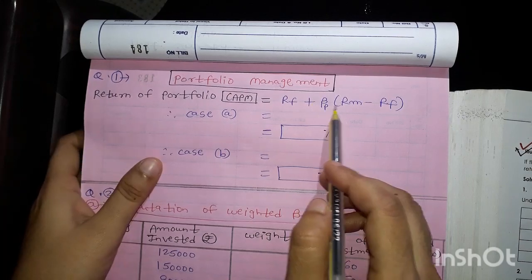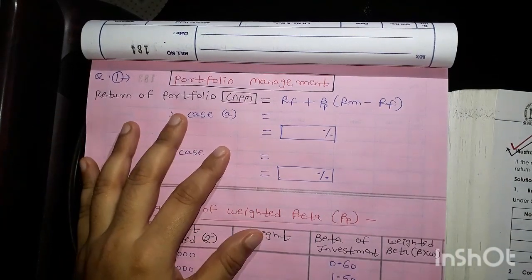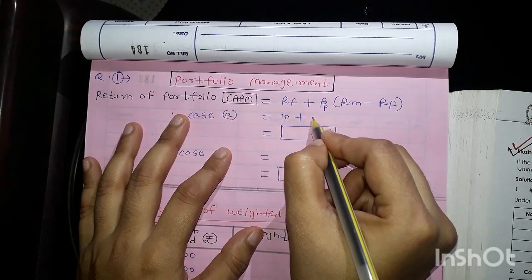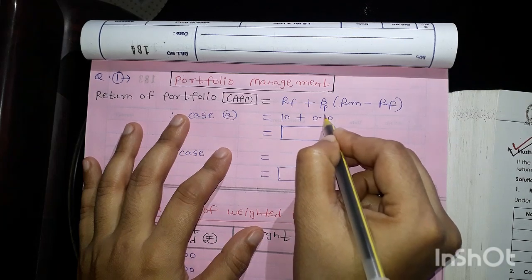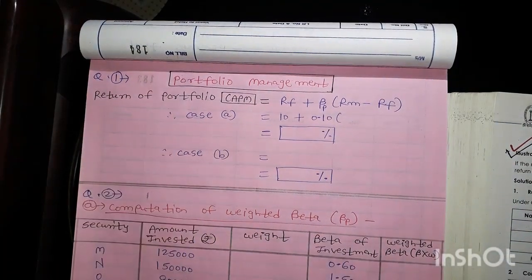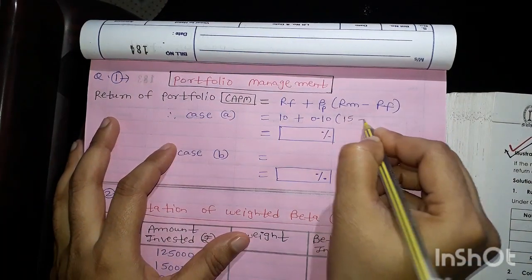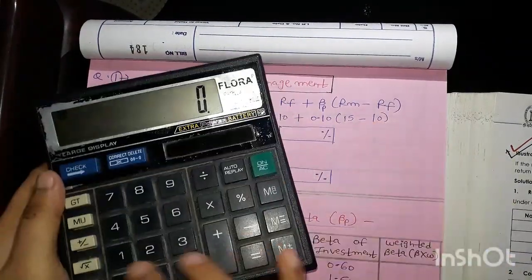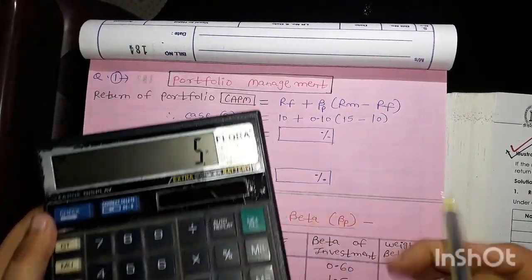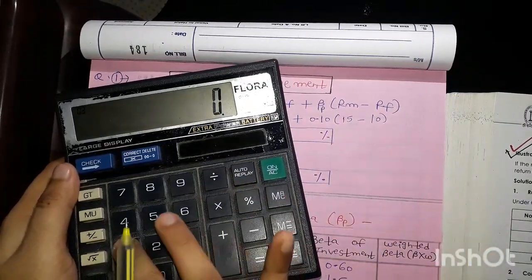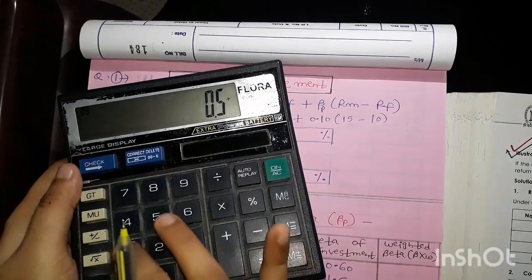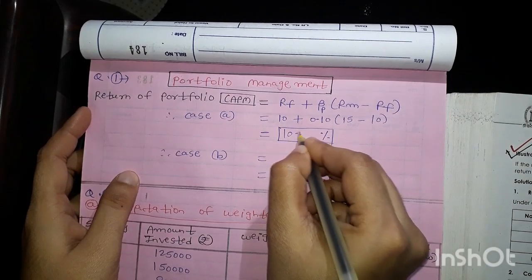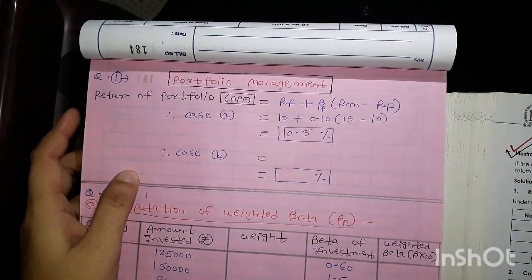So first of all, we will calculate for case 1. Formula is RF plus beta into RM minus RF. Question में RF starting में ही दिया है, that is 10%, plus beta, case A का beta दिया हुआ है last में, that is 0.10. In a bracket RM minus RF. RM is given in the question, that is 15%, minus RF is 10%. Let's calculate. First of all we will solve this. So 15 minus 10. उसके बाद इधर multiplication है, so multiplied by 0.10. उसके बाद plus है और 10 है. So answer is 10.5%.